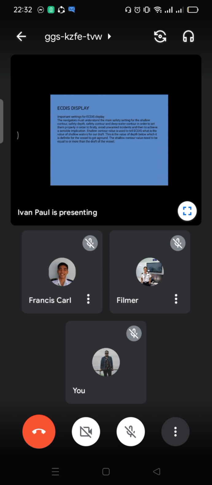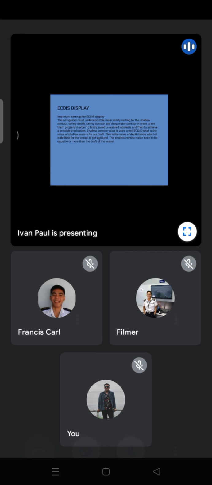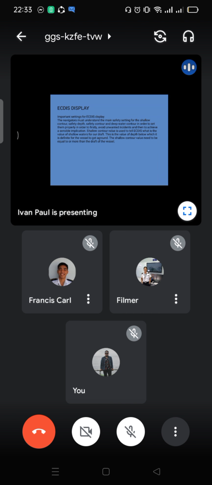If this display is important, navigators must understand the main safety settings for the shallow contour, safety depth, safety contour, and deep water contour in order to set them properly, firstly to avoid unwanted incidents and then to achieve a sensible implementation.